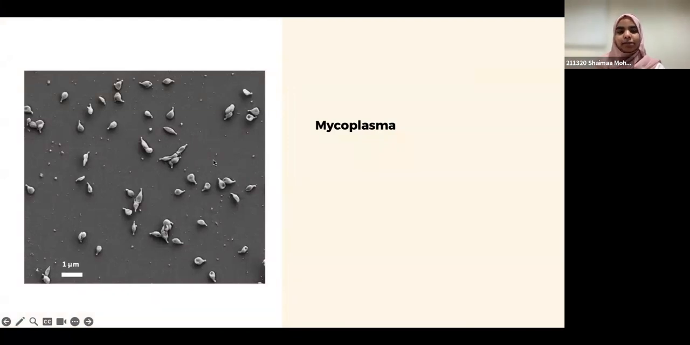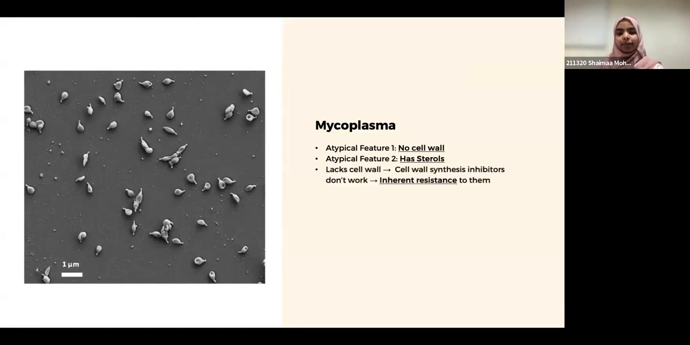What's atypical about mycoplasma? Number one, it has no cell wall, which is very weird. All bacteria have a cell wall, but mycoplasma has no cell wall. Instead of a cell wall, it has sterols in its cell membrane. So we know that the cell membrane of a bacteria lacks sterol except mycoplasma. It has sterols, so no cell wall and sterols.